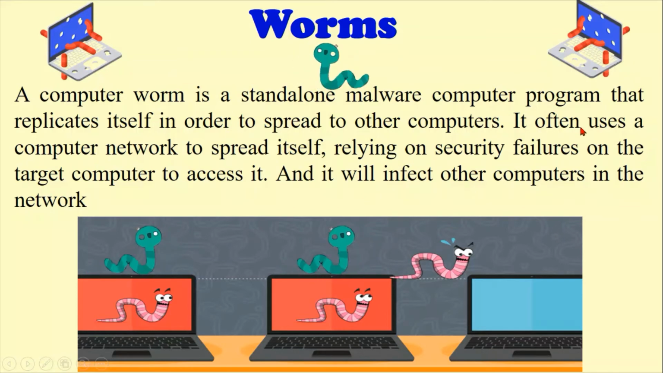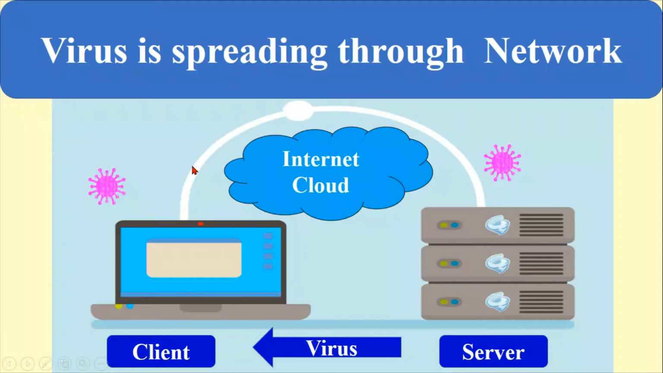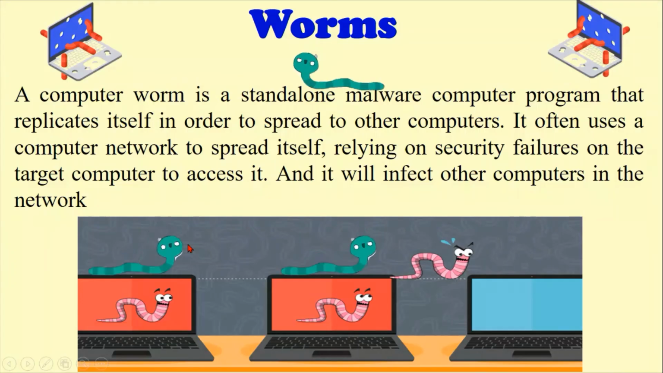It often uses a computer network to spread itself, as we have seen in the previous one, where the virus is easily spread through a computer network. Same with the worm, which could easily transmit through a computer network to other computers. In the computer network, we can see there is one laptop, and the worm is there, and the worm is moving towards the other computers in the network, and so on.